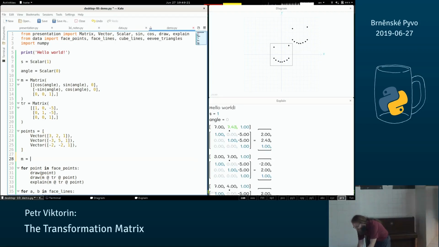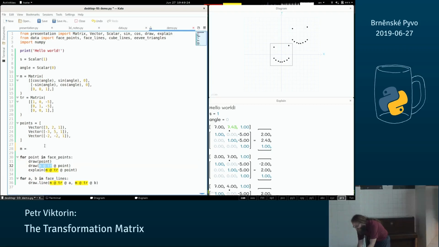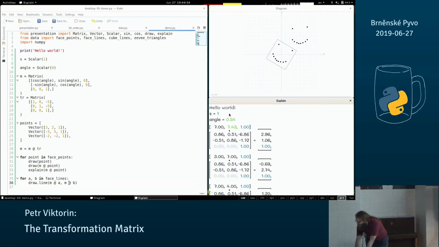I can say I'll use this matrix, only that one precomposed matrix, multiplied over the points. What does this mean?